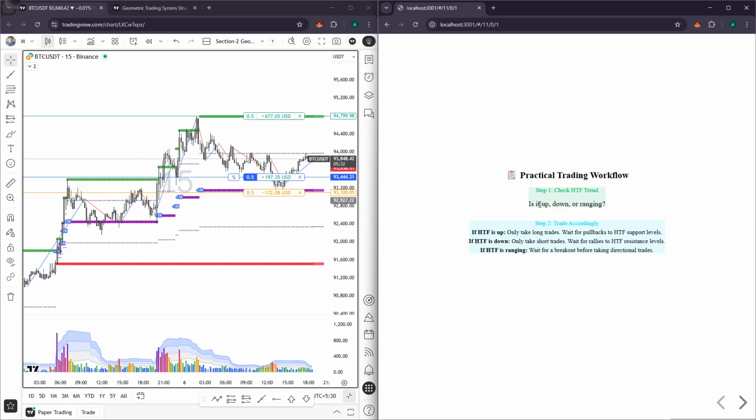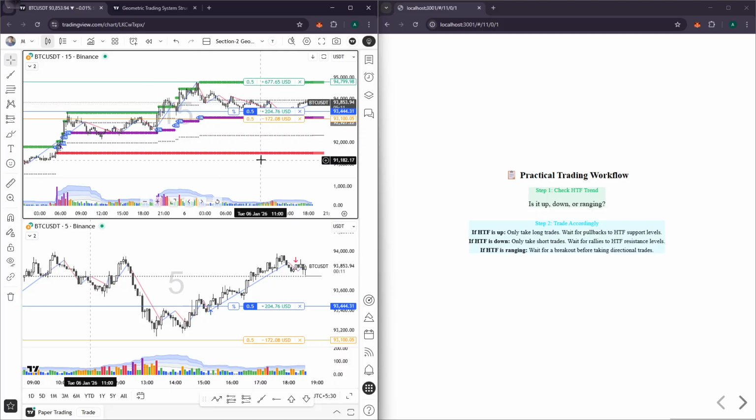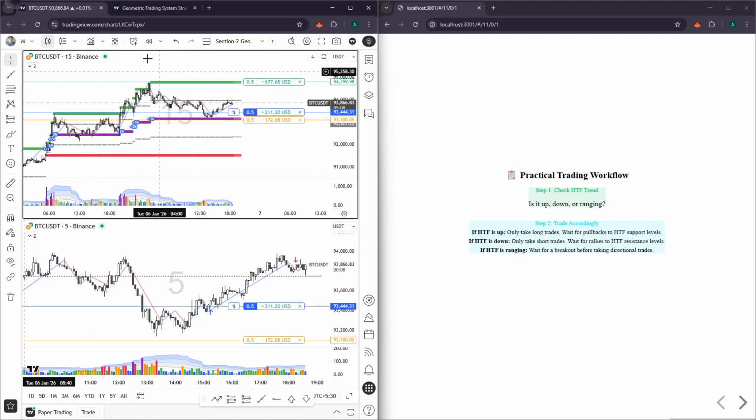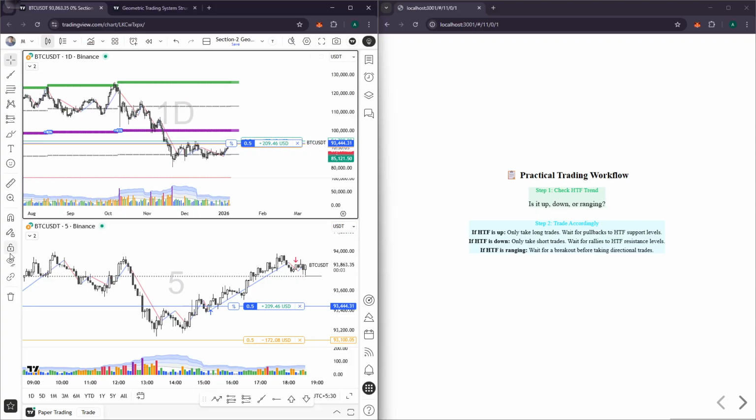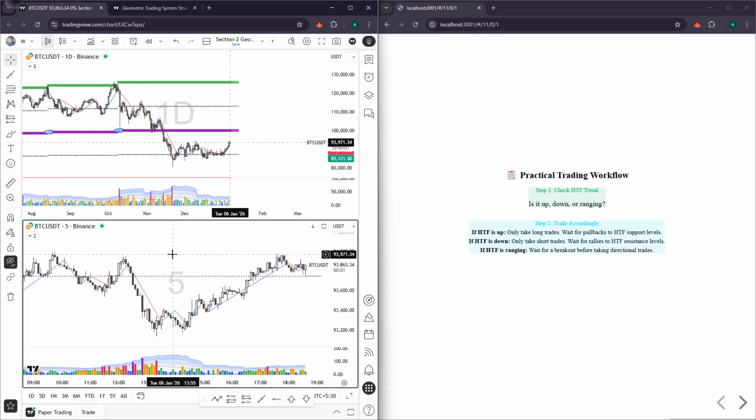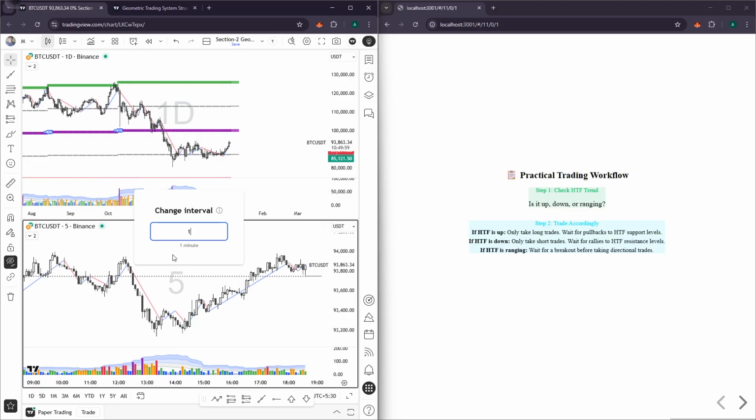After that, step two is trade accordingly. If HTF is up, only take long trades. Wait for pullbacks to HTF support levels, and you can apply it to higher time frames as well. If HTF is down, only take short trades, wait for rallies to HTF resistance levels. And if HTF is ranging, wait for the breakout before taking directional trades. What I mean by that is, you have the 15 minutes time frame here. Suppose I have the daily time frame here. I'll just quickly disable that. I have the 15 minutes time frame here.